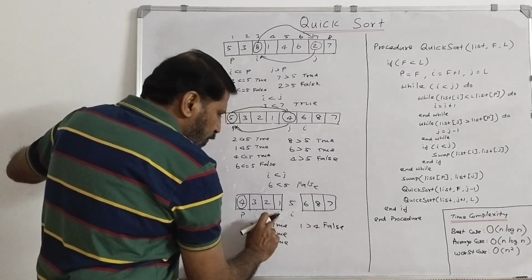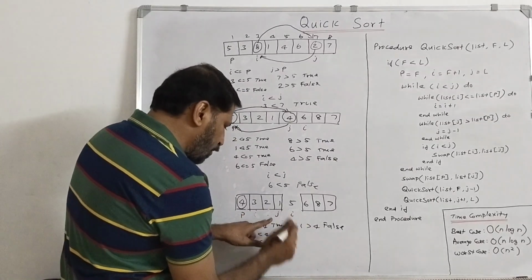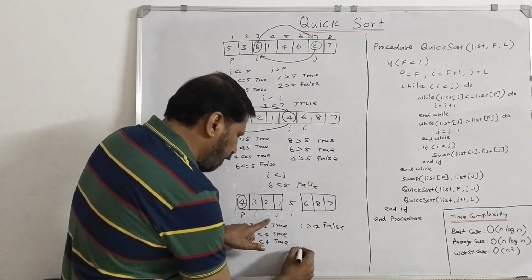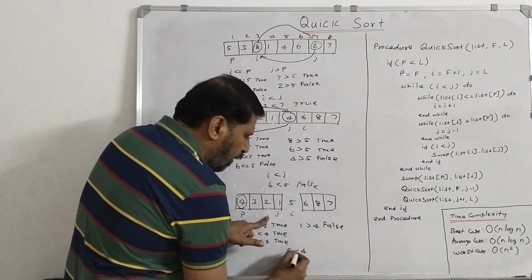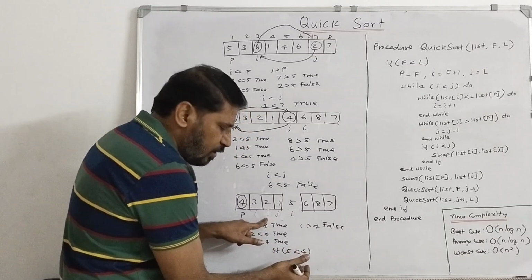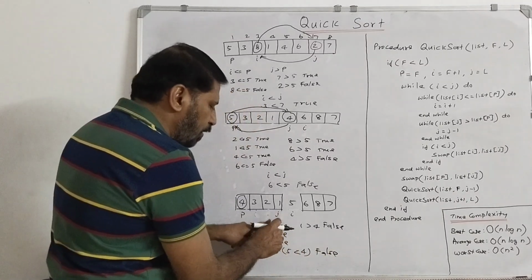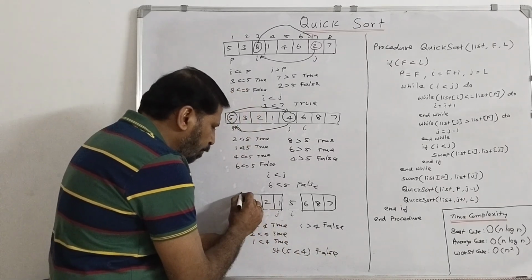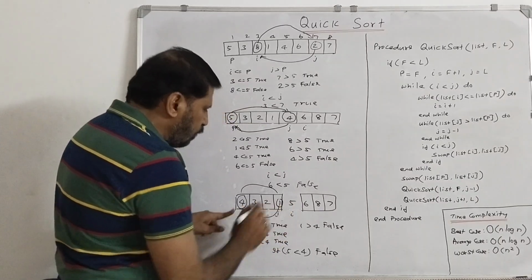If it is false, what do we do? We check the I and j positions. The j position is in the 4th place, and the I position is in the 5th. If I is less than j, the condition fails, so the condition here is false. Whenever it is false, we interchange the pivot value and the j value. The j value comes here, and the pivot goes here.